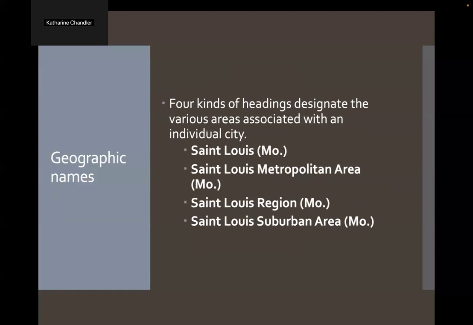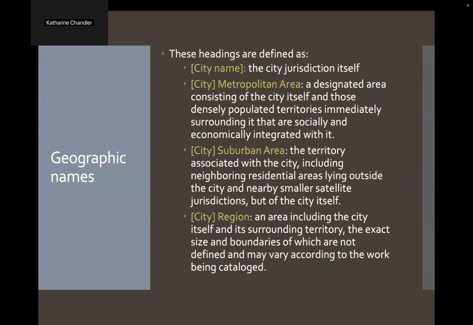So four kinds of headings designate the various areas associated with the individual city. These headings are defined as the city jurisdiction itself; a designated area consisting of the city itself and those densely populated territories immediately surrounding it that are socially and economically integrated with it. And then you have a suburban area, the territory associated with the city, including neighboring residential areas lying outside the city and nearby smaller satellite jurisdictions, but not the city itself. And then region is an area including the city itself and its surrounding territory.